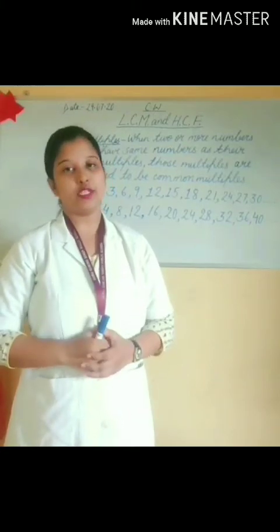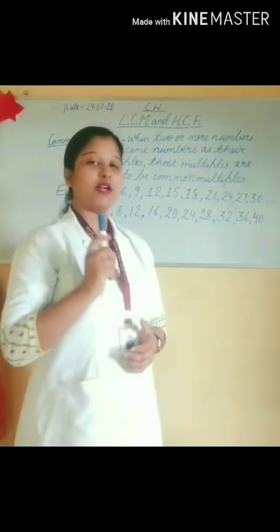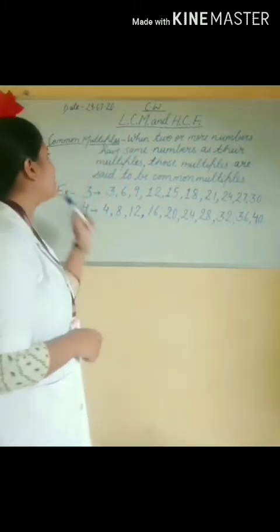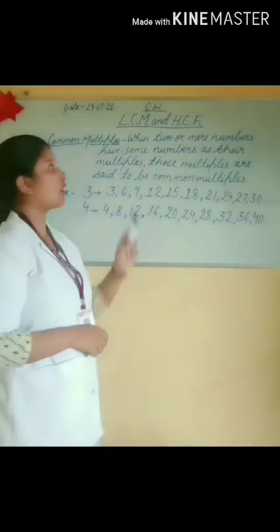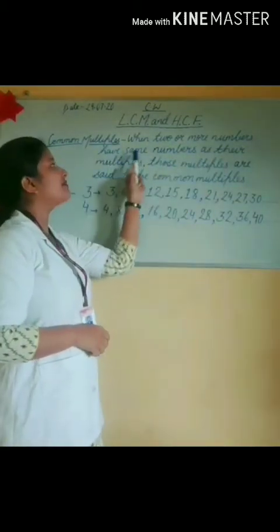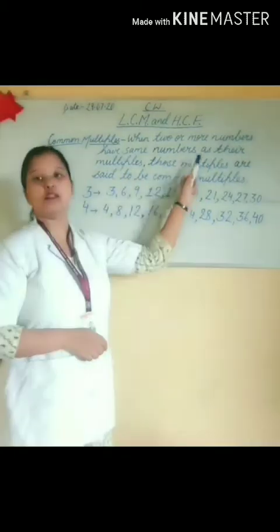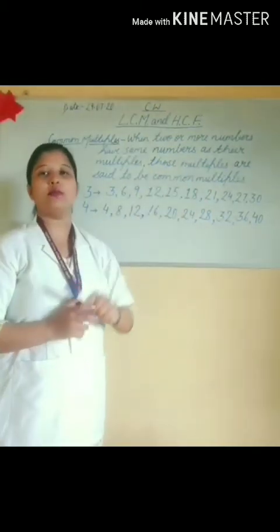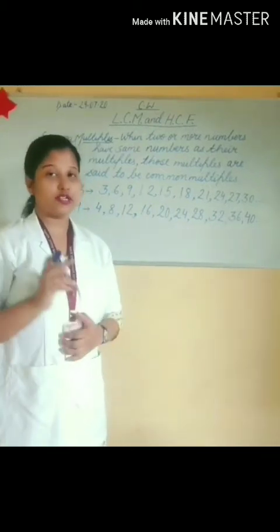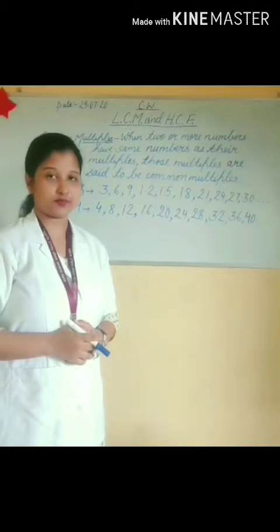Let us understand the meaning of common multiples and common factors. At first we will understand the meaning of common multiples. When two or more numbers have the same numbers as their multiples, those multiples are said to be common multiples. So students, let us take one example to understand the concept of common multiples.